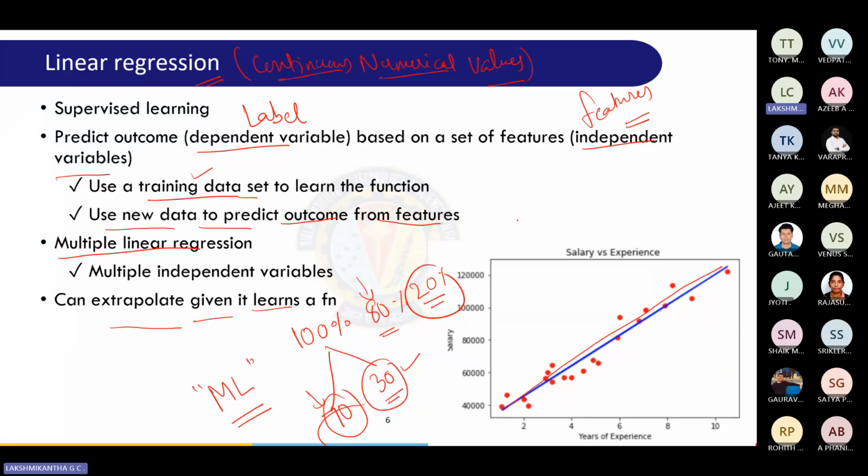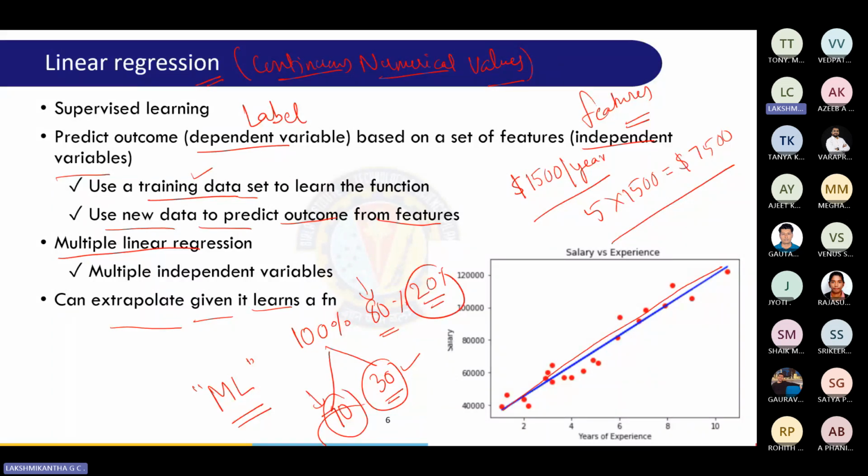Suppose salary increases $1,500 per year of experience. If an employee has 5 years of experience, then what is the predicted value, guys? What is the predicted value? Predicted salary increases 5 into 1,500, correct? That is equal to $7,500. Am I right or wrong, guys? This I can easily predict by using the existing data.